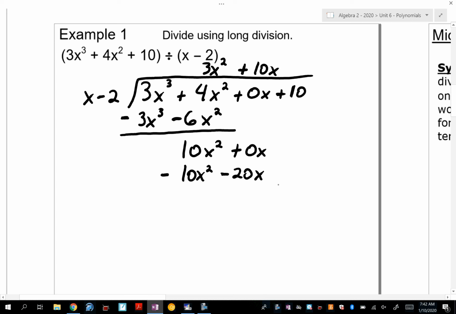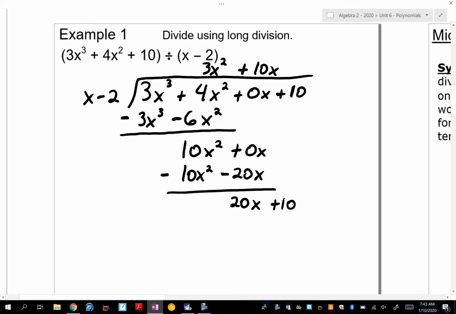You know this is going to be 0. But what about 0x minus negative 20x? That's actually going to be positive 20x, right? Because 0 minus a negative is actually 0 plus a positive. Okay, we're almost there. Bring down the 10.